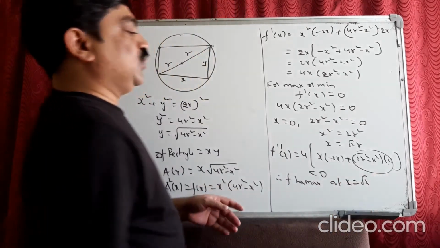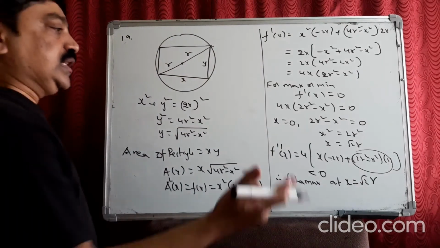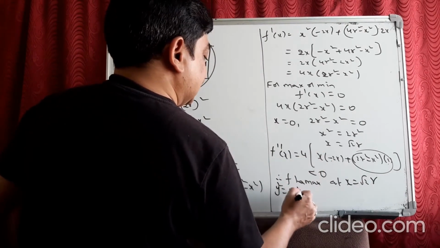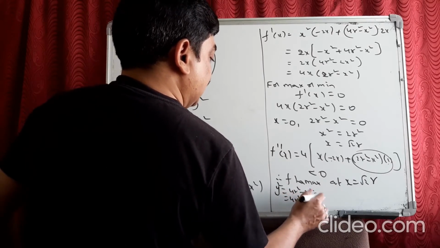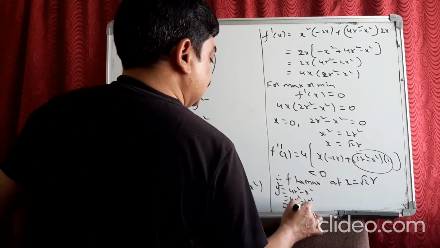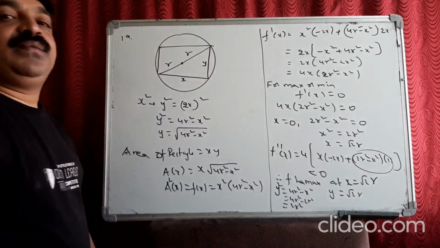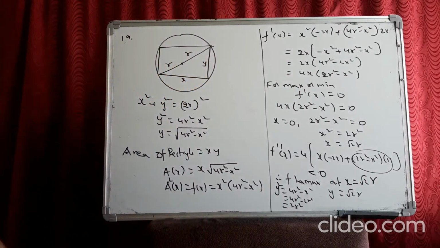So, sir, what did you prove? You told that you proved that it is going to be a square. Yes, I'll tell you. So, x is root 2r, then what will be y? 4r square minus x square. So 4r square minus 2r square. So it is also 2r square. Therefore y is also root 2r. When x is equal to y, the rectangle becomes a square. Length is equal to breadth, the rectangle becomes a square.